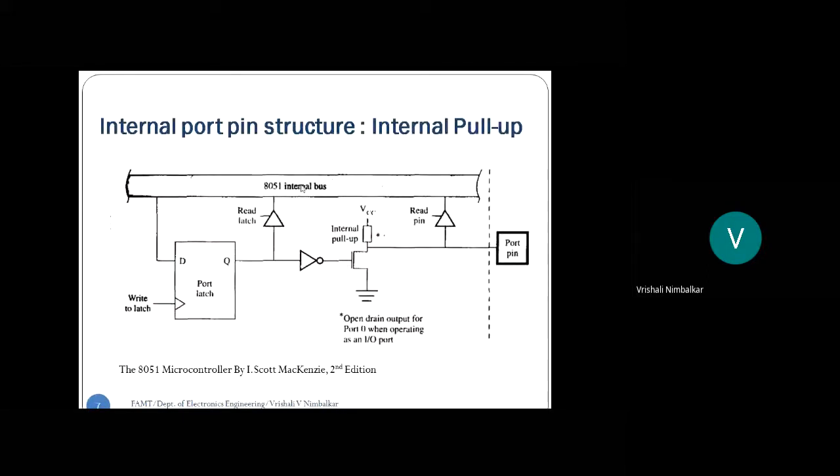Look into the circuitry shown here. What is this circuit? This is the internal port pin structure. So see, on the rightmost side it is written port pin. This can be P1.0, P1.1 or P0.0, P0.1. So this is the port pin. Correct? And see the dashed line. To the left hand side of the dashed line, this entire thing is the structure inside the port.